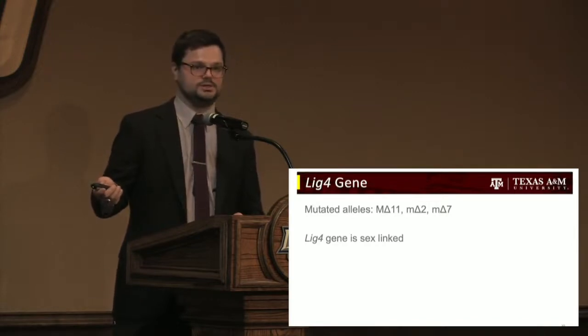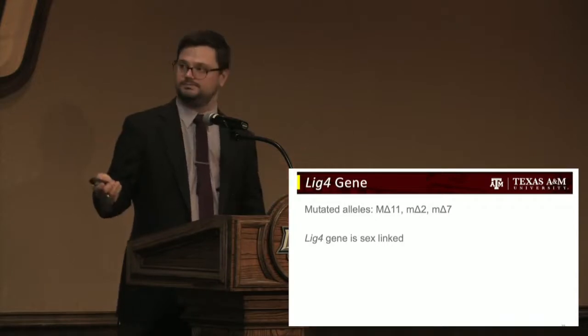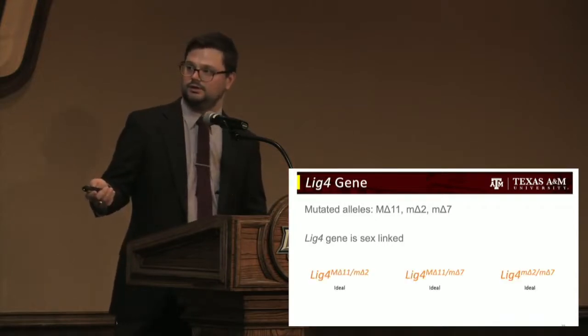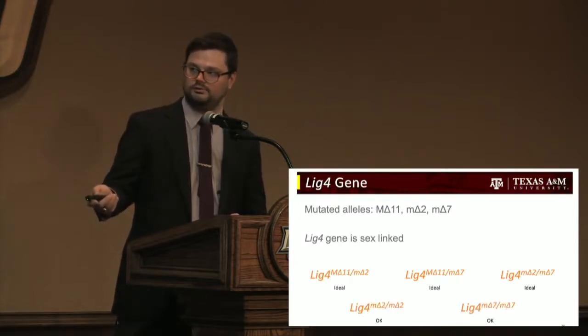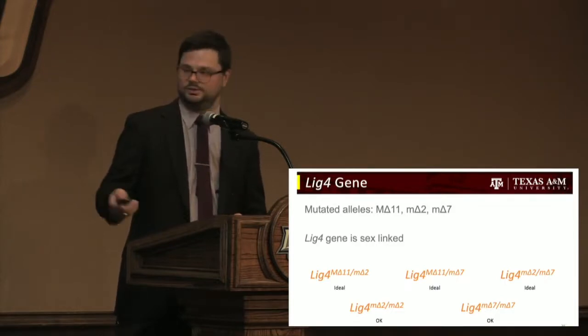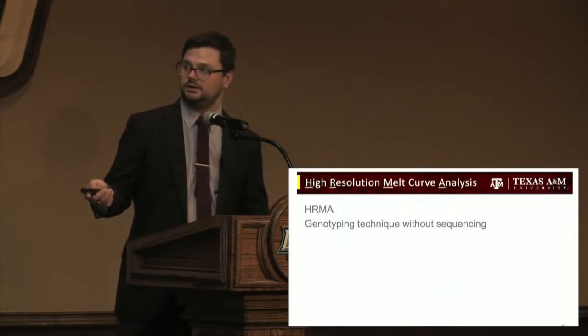Capital M is analogous to the Y chromosome, and lowercase m is analogous to an X chromosome. To get the transheterozygous, we can have the male delta 11 with either delta 2 or delta 7, and it's a transheterozygote. The reason we needed a third one is so that if we get females, we can still have transheterozygotes in females. In females we can also get homozygotes, and those are okay, just not ideal, but we can still use those. Simplifying all that to the minus minus notation again.